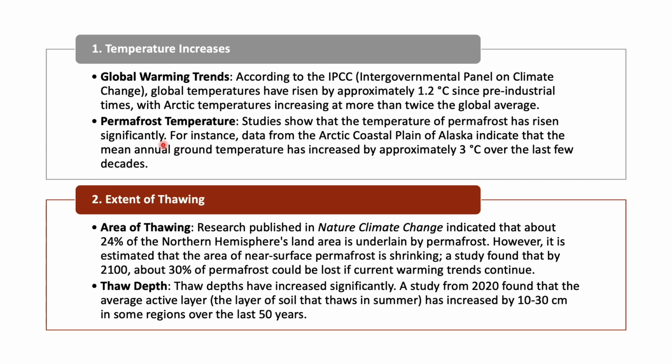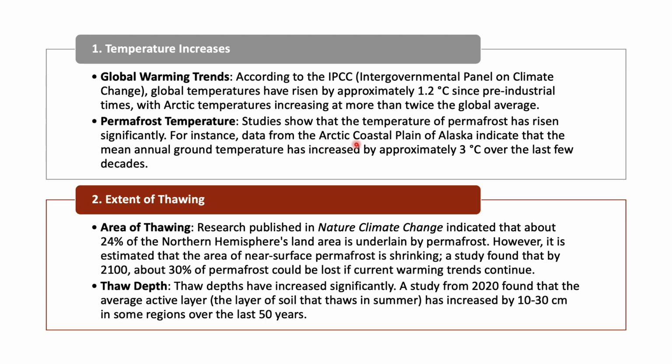What will happen to the permafrost? Various studies show that the temperature of the permafrost has also risen significantly. When the temperature rises, what does it lead to? It will lead to thawing. For instance, data from the Arctic coastal plain of Alaska indicate that the mean average ground temperature has increased by approximately 3 degrees centigrade over the last few decades.